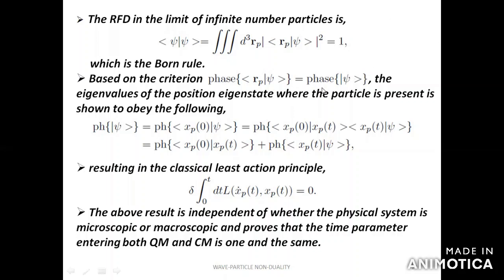Using this criterion, we can actually derive these phase relations as a function of time. Initially the particle is at position eigenvalue x of p0, but at a later time it will be at position eigenstate xp at t. So now this is the phase relations. This you have to derive. It is a little bit involved derivation.